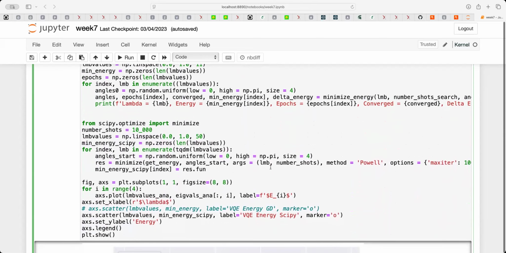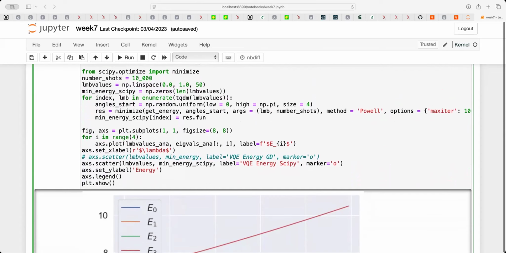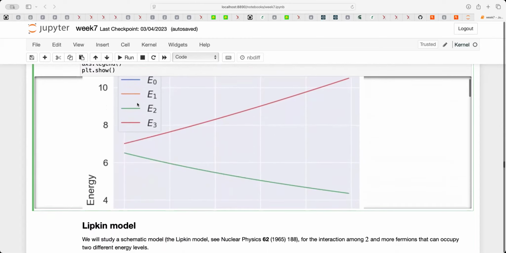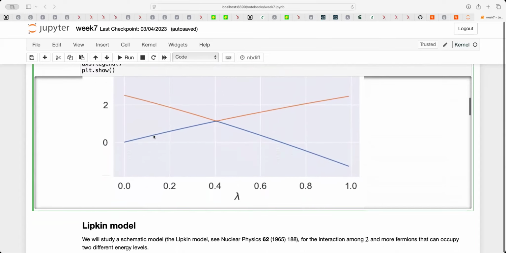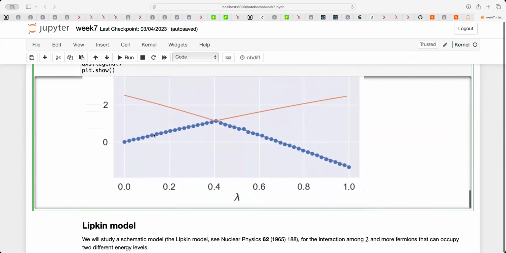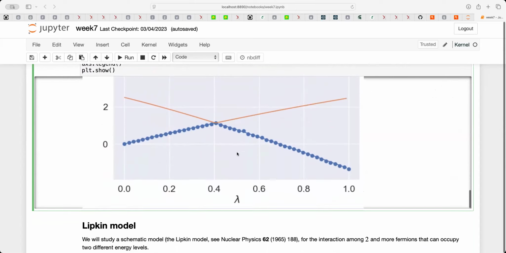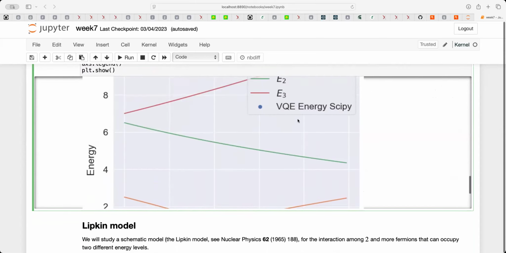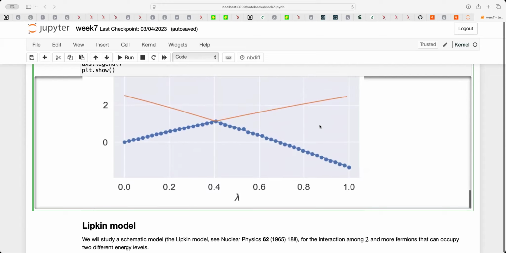Alternatively, and which I normally recommend, is to use scientific Python with a standard minimization algorithm. And this is the optimization part. And here I put 10,000 shots. And you can see that the eigenvalues, these are the analytical ones. And if I go down a little bit, you will see now a pretty good correspondence for the lowest lying state. And this is my scientific Python result. And that's essentially the benchmarking of my system with the variational quantum eigensolver.